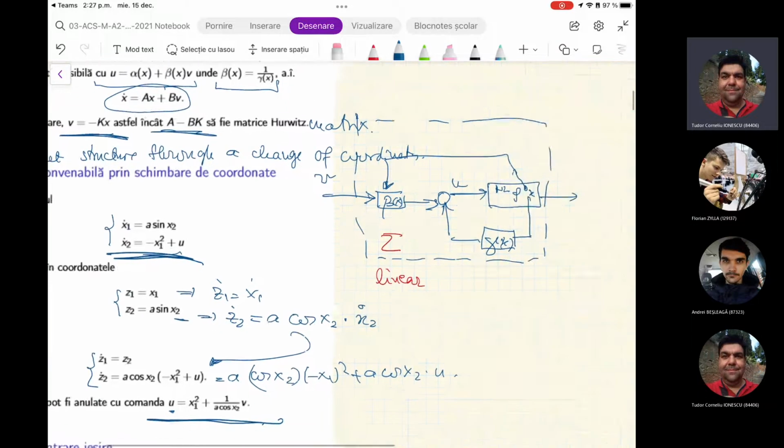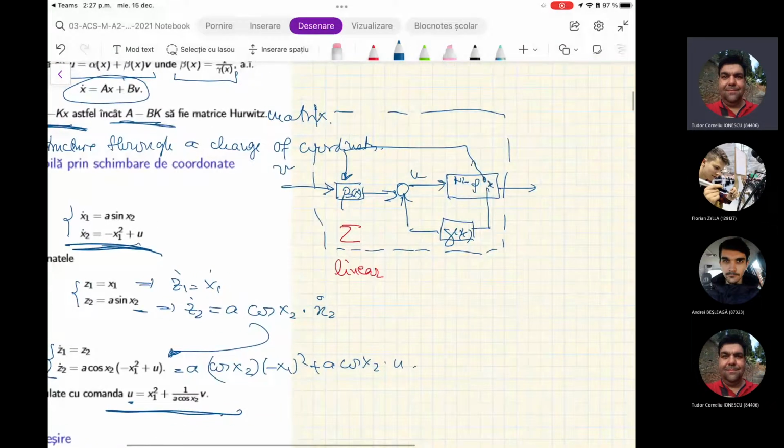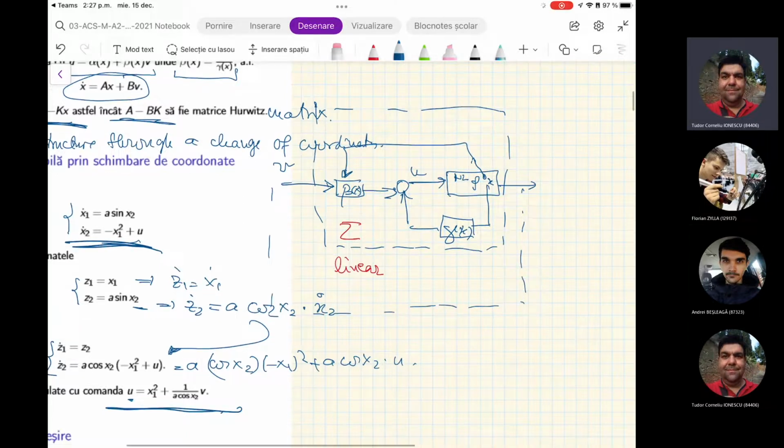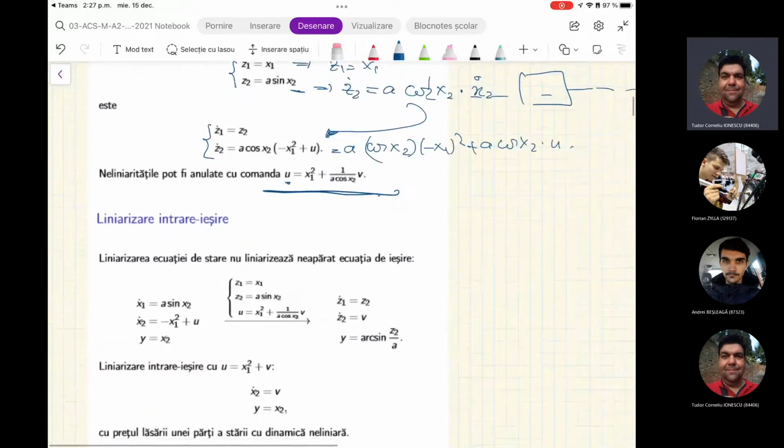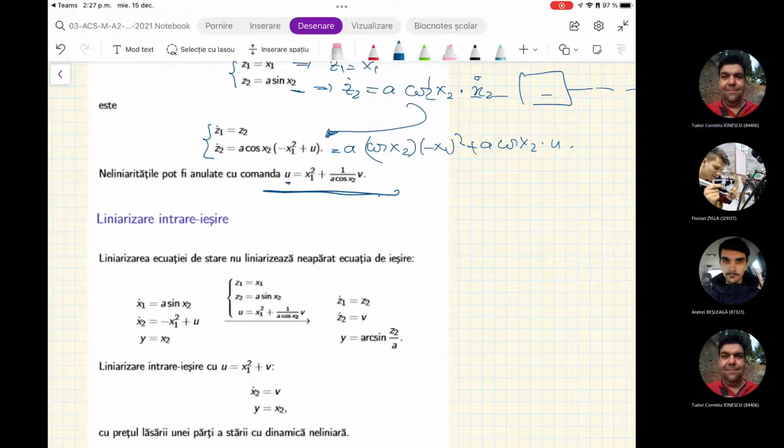Of course, later on you can build additional control and stabilize the system and so on and so forth. So this is what we do. And we have several types of linearization: input-output linearization, as well as input-to-state linearization.